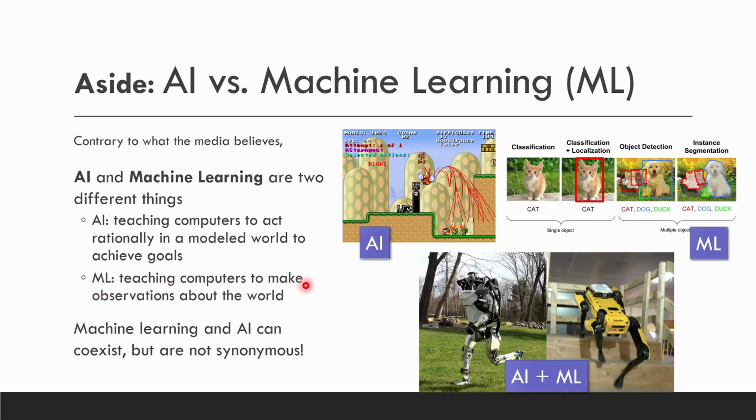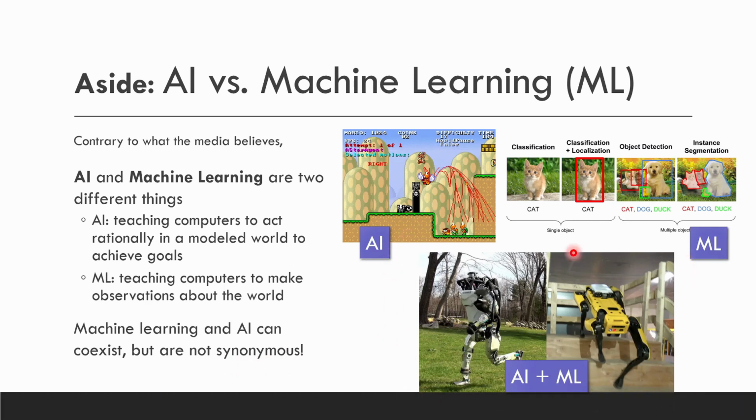Machine learning is about teaching computers to make observations about the world. Here is a machine learning algorithm to identify cats, dogs, ducks, and other animals in pictures. And we see how, rather than thinking about what actions the character or robot itself can take, the machine learning model is more concerned about classifying items given the observations that it sees. Machine learning and AI can coexist, but they're not necessarily synonymous. They solve two different kinds of problems.